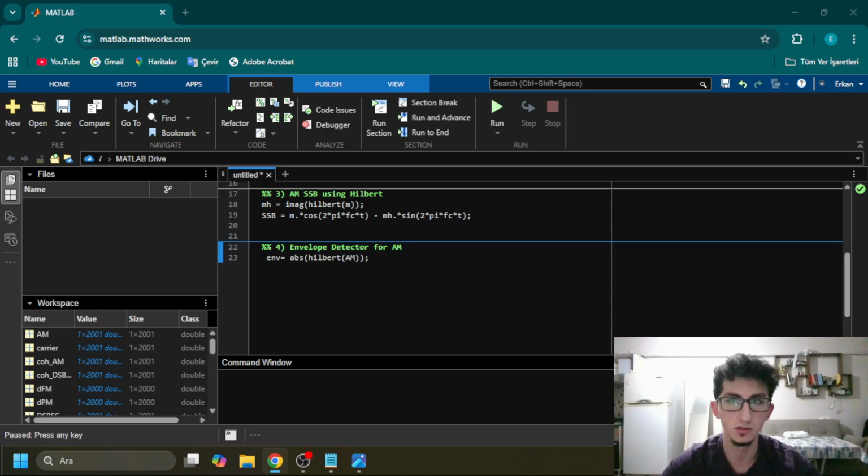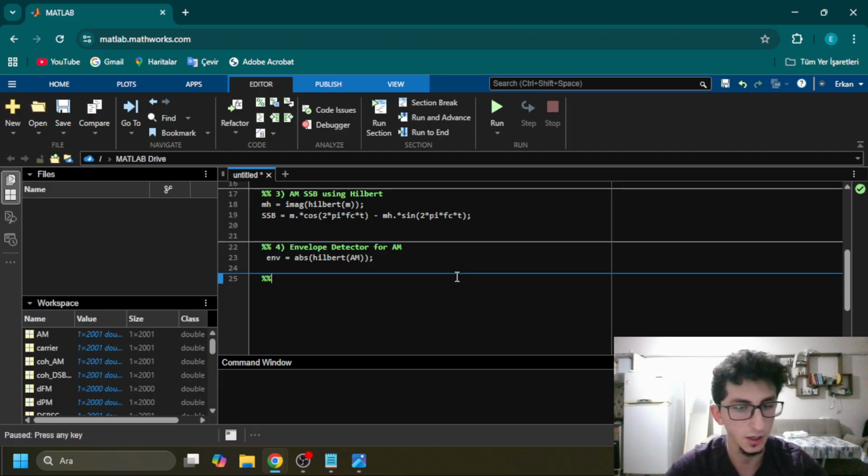We make this code true. We need to true. Yeah, and we are gonna continue our fifth step. Yeah, and fifth one is coherent detector for AM DCBSC.